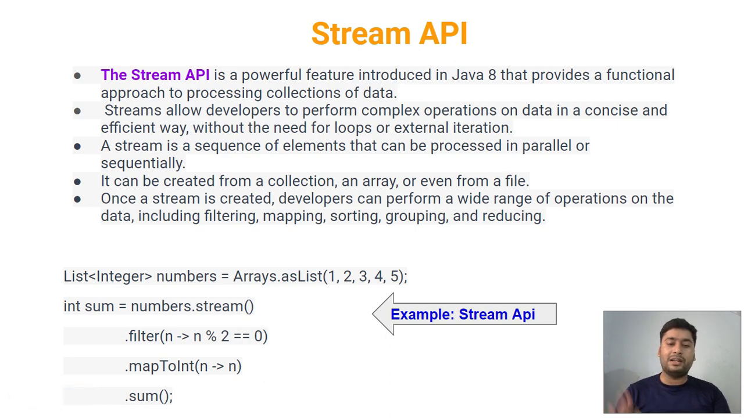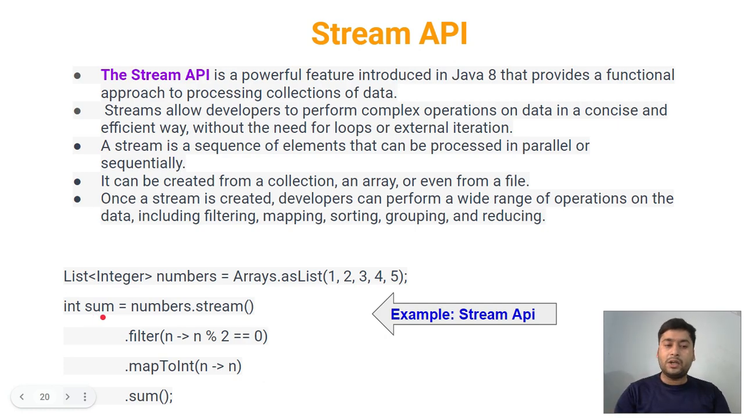It means we have to find out the even numbers, and on those even numbers we are mapping to int, and after that we are doing the sum. So all the data present inside the numbers collection or array list, it will store the sum and return this sum. It's one line of code and you can do it.